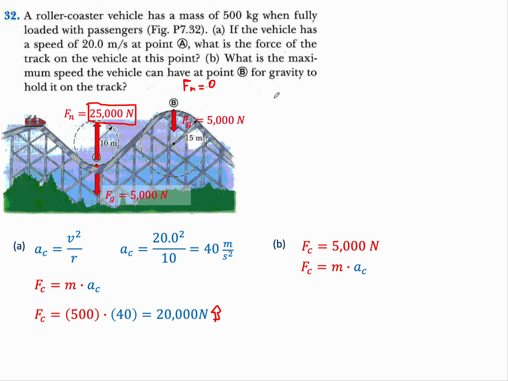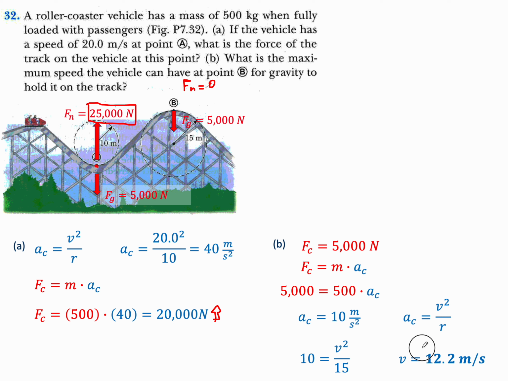And we know that's equal to the mass times centripetal acceleration. In this case, our mass is 500, centripetal force is 5,000, so the centripetal acceleration is 10 meters per second squared. How do we convert that to a velocity? Well, we know that centripetal acceleration is equal to v squared over r. Plugging in our numbers, our radius at this point is 15 meters, centripetal acceleration is 10, and so you can very quickly figure out the final velocity must be 12.2 meters per second.